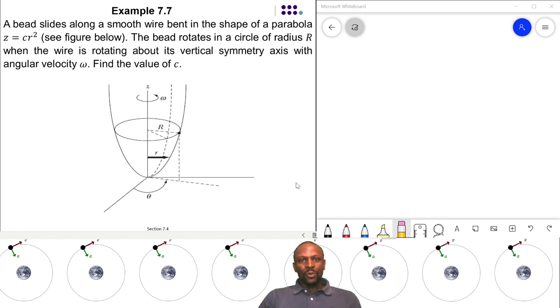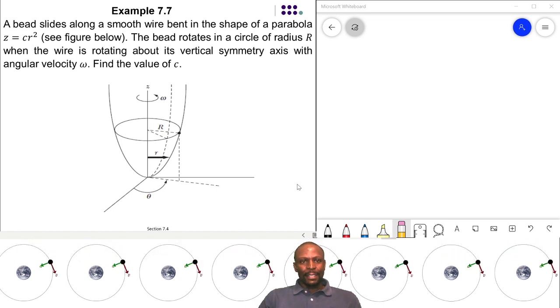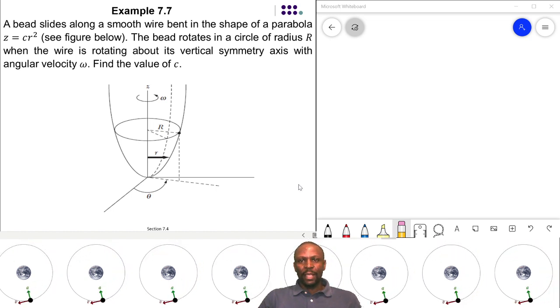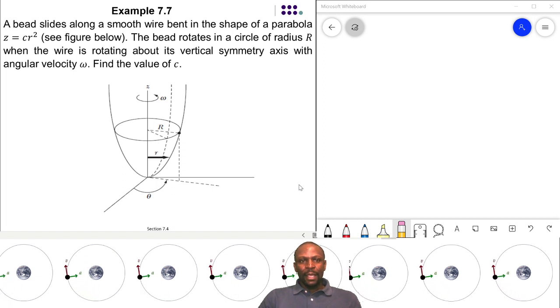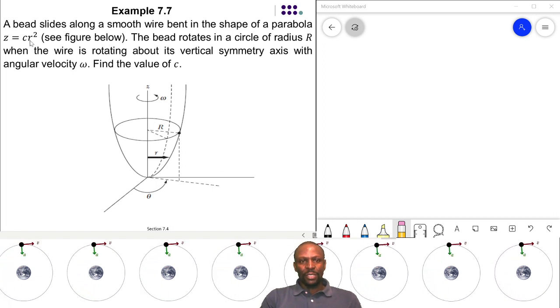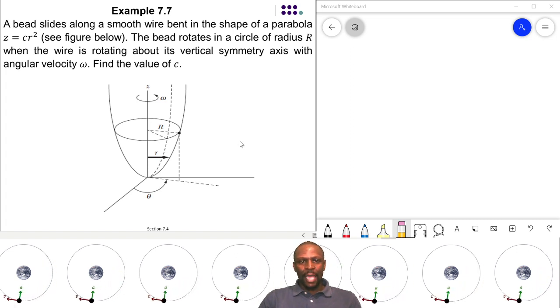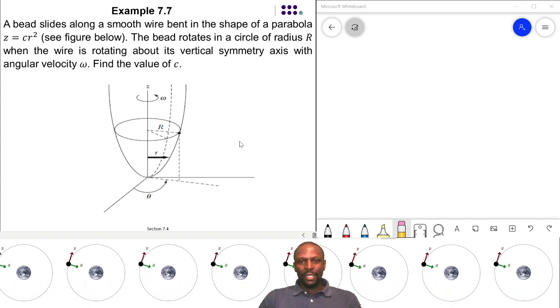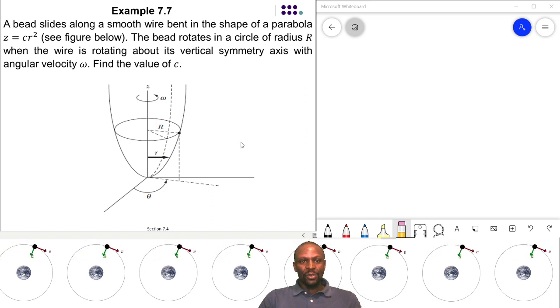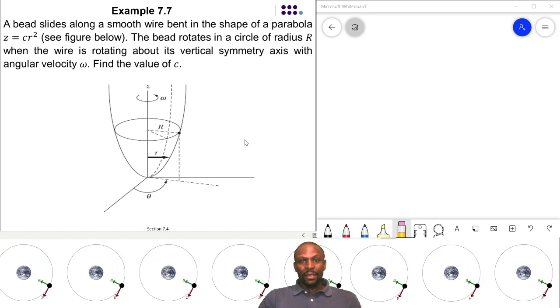Good. Let us also do the following example. A bird slides along a smooth wire bent in the shape of a parabola given by z is equal to c r squared. As shown in the figure, the bird rotates in a circle of radius r when the wire is rotating about the vertical symmetry axis with angular velocity omega. Find the value of c.